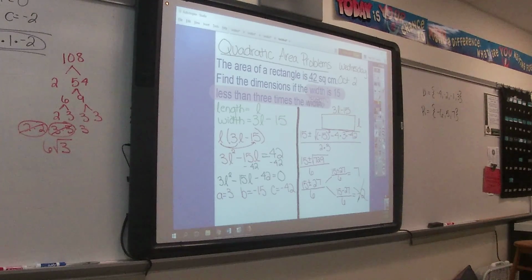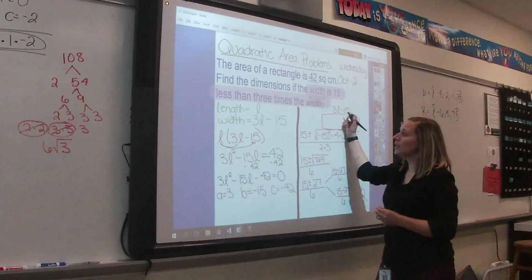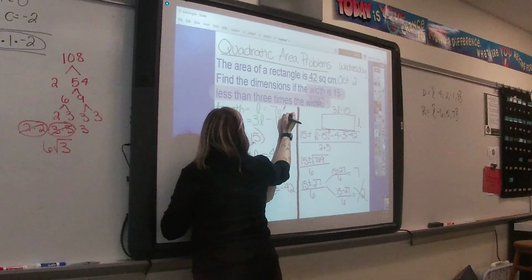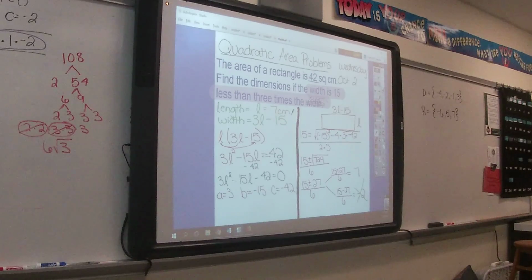Okay, so our length is going to be 7. So over here, I'm going to say that my length is 7 what? Centimeters. No, because what did the problem ask me to find? The width. The dimensions. So we need to find the width. So how are we going to find the width?